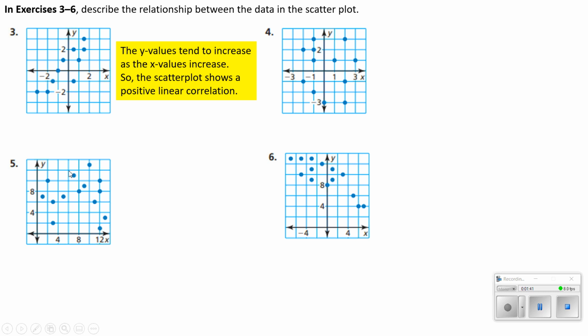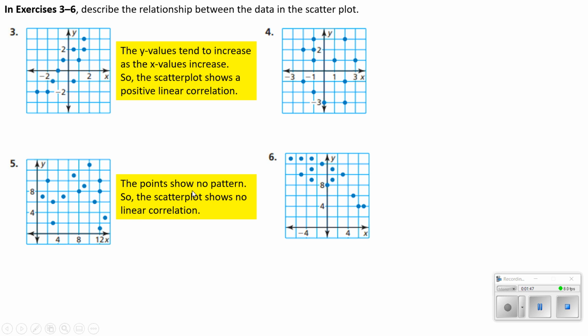Number 5, these scatter plots are everywhere. There is no correlation here whatsoever. So the points show no pattern. So the scatter plot shows no linear correlation. All right, you have number 6 to do.